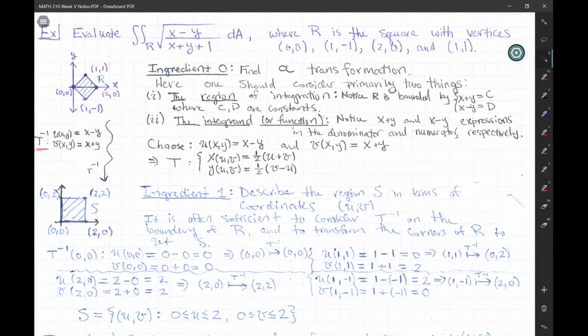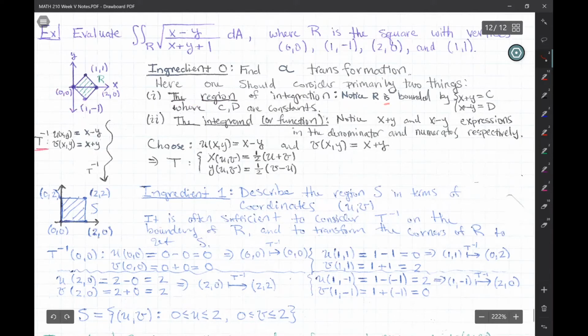What if we could find some new coordinates and make this integral much easier? That's going to be ingredient 0: finding the transformation, finding the relation between x and some new coordinates and y and some new coordinates. This step or ingredient definitely takes some ingenuity and creativity, but you're not completely in the dark. There are two things that motivate the choice of a new coordinate. One is the region. Take a look at this region.